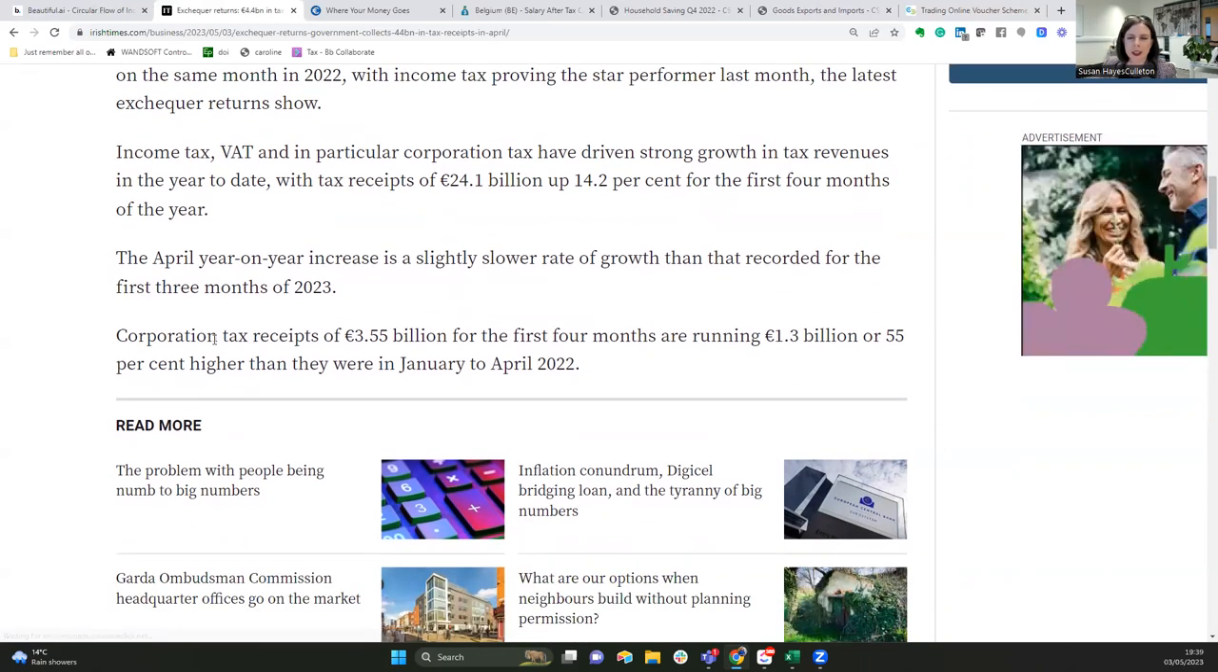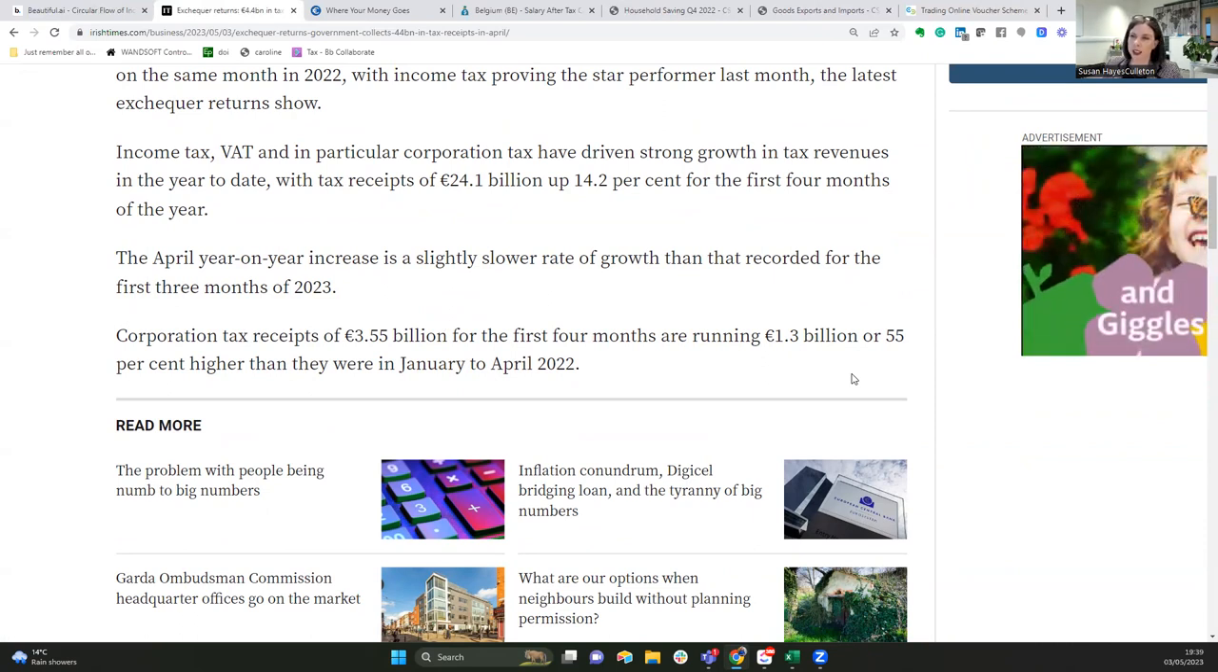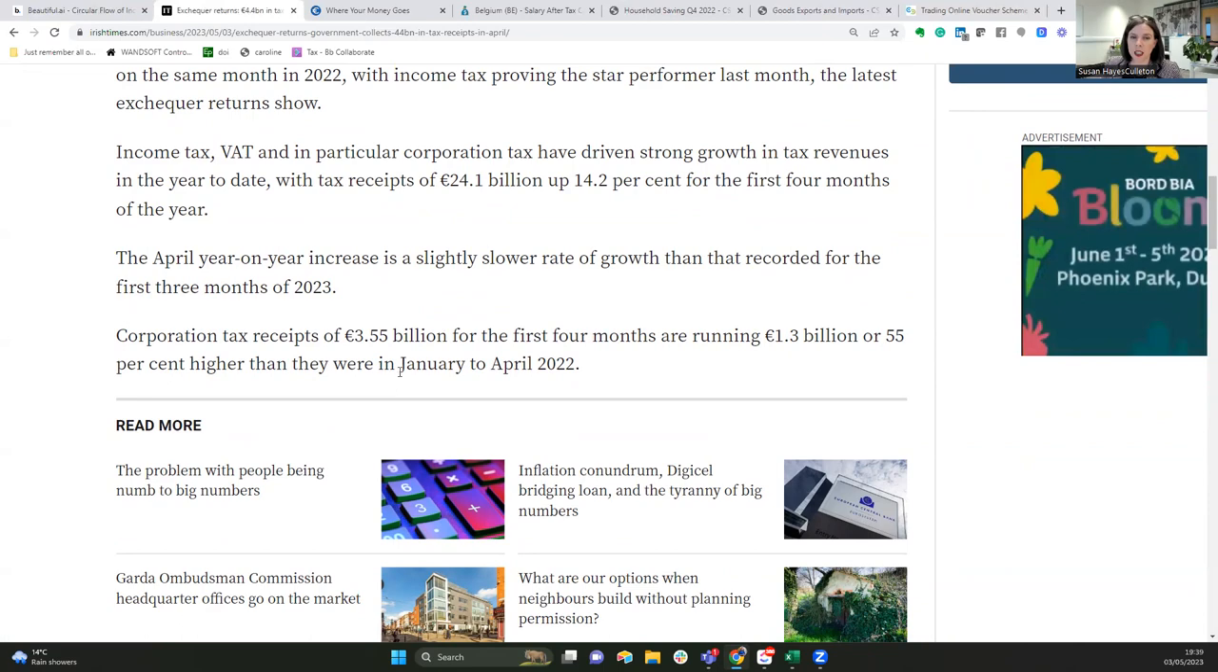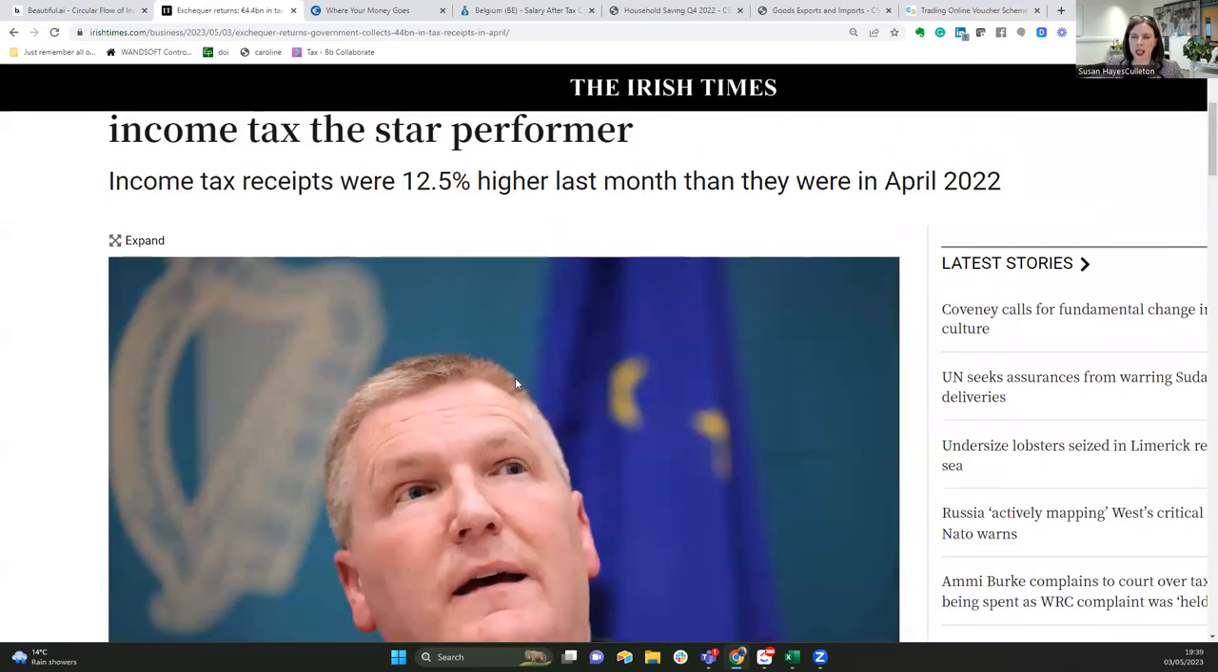Corporation tax, and this I find really striking. Corporation tax of 3.55 billion for the first 4 months is running 1.3 billion more, or 55% higher than it was in January to April 2022. Okay, so I won't elaborate any further than that.